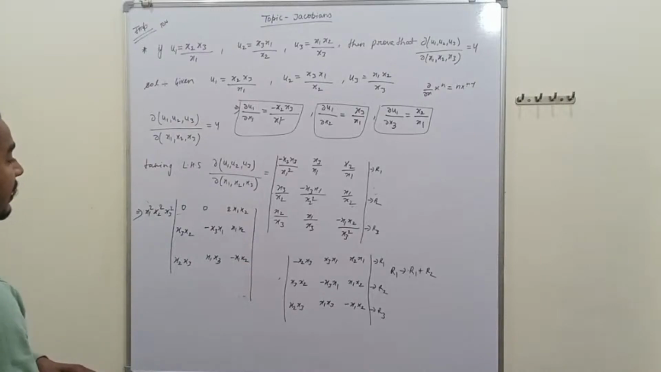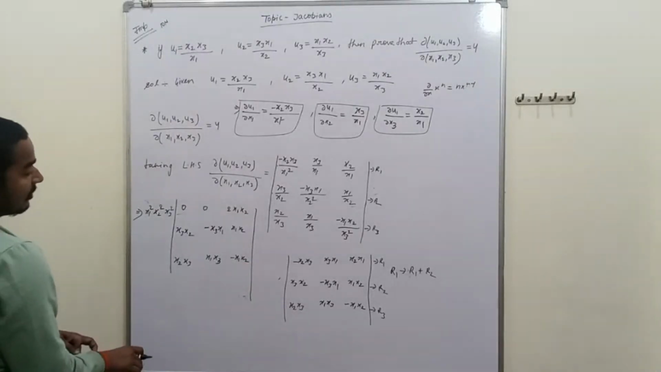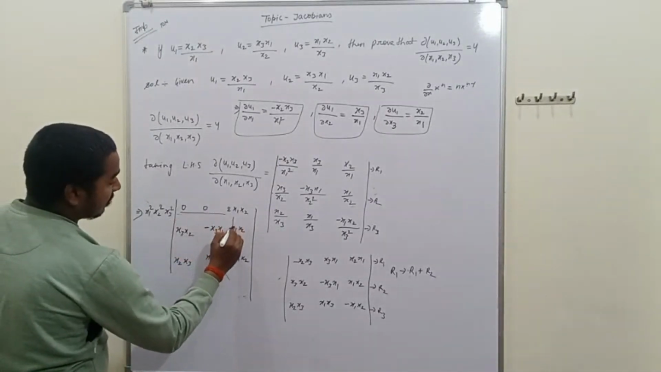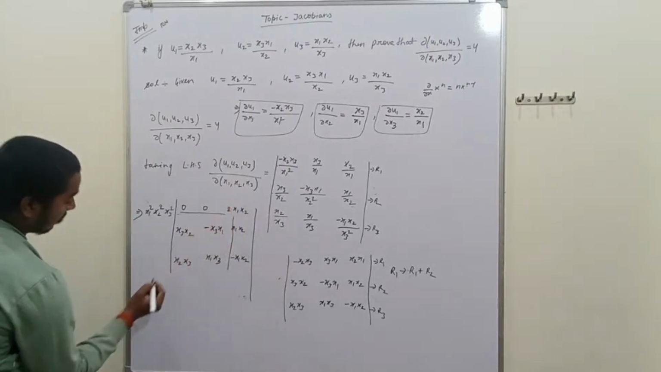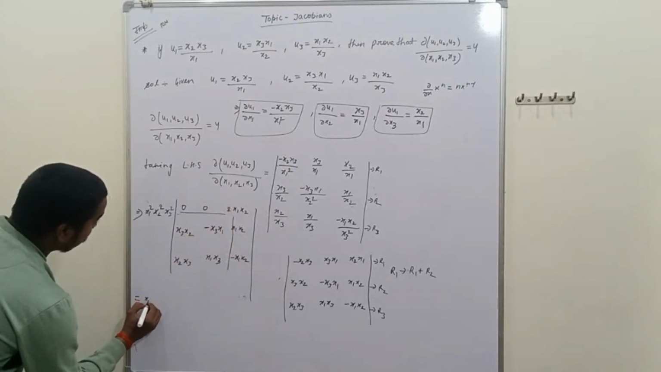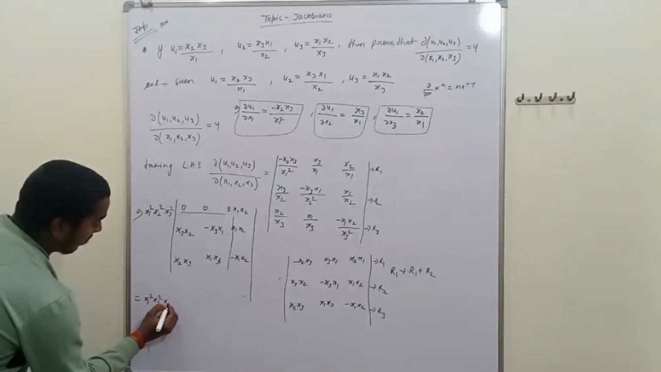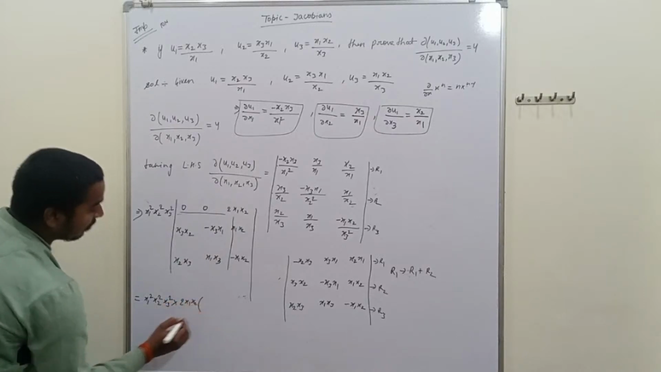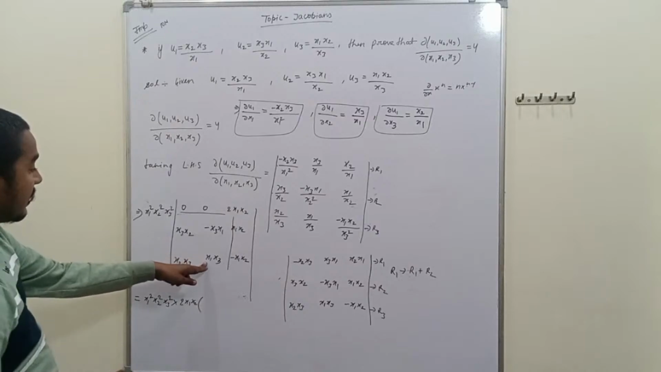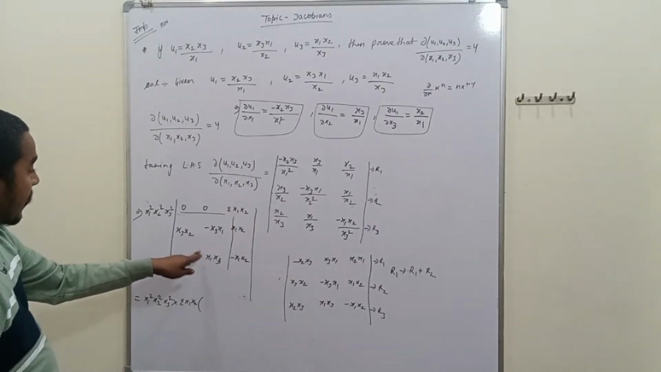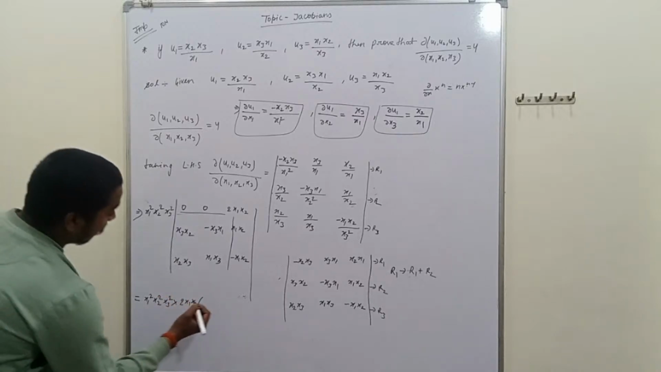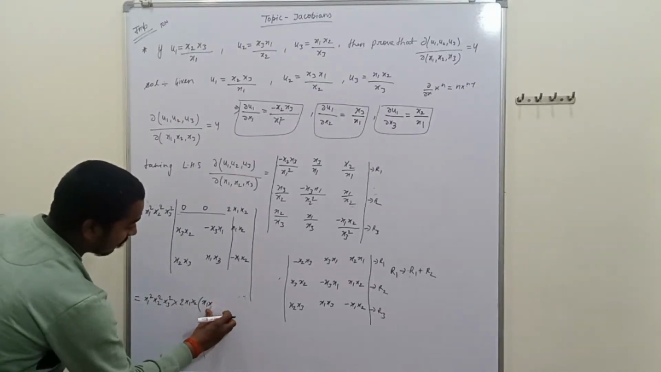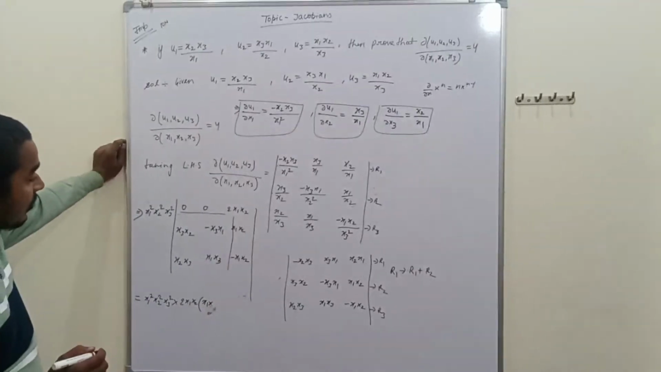We have to open the determinant with respect to this row, that is, this row is eliminated. We have to take x1 squared x2 squared x3 squared into 2 times x1 x2, and we have to cross multiply with x1 x3 and once again x1 x3.